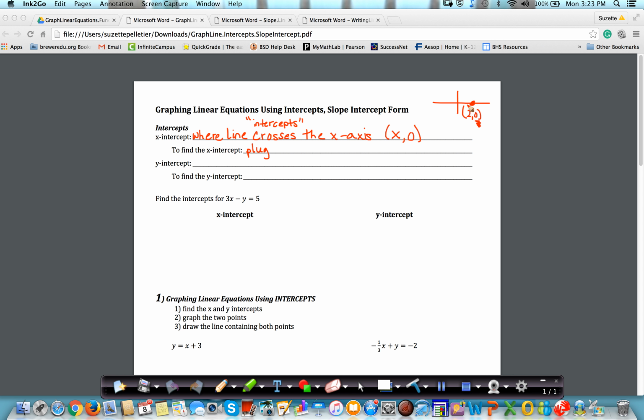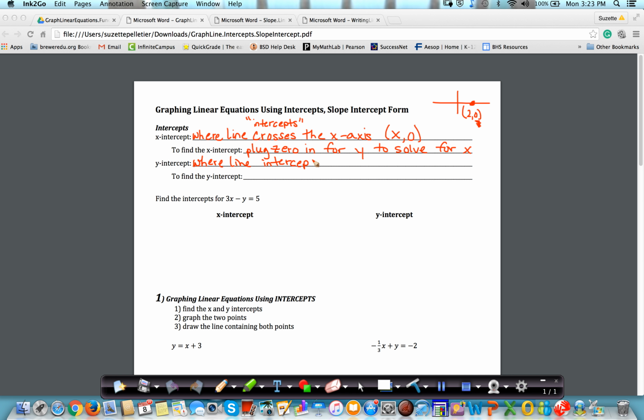So if I want to know where it is exactly crossing the x, then I know that the y-coordinate at that point has to be 0. So instead of saying when x is 2, y is 0, I'm going to do that process backwards. I'm going to plug 0 in for y, and solve to figure out what the x value is. That's to get the x-intercept, to solve for x.